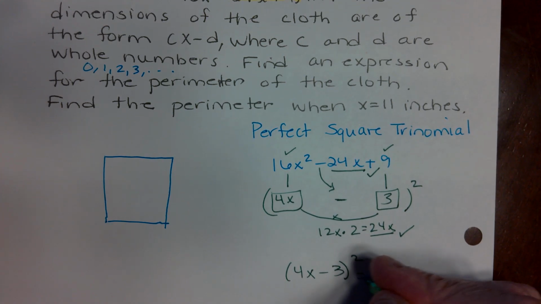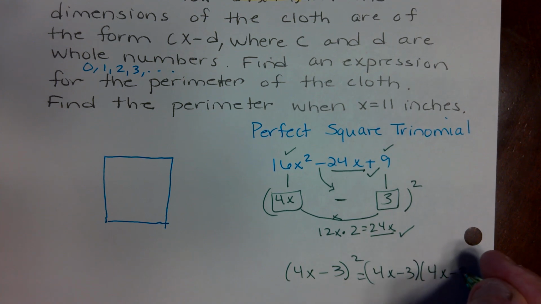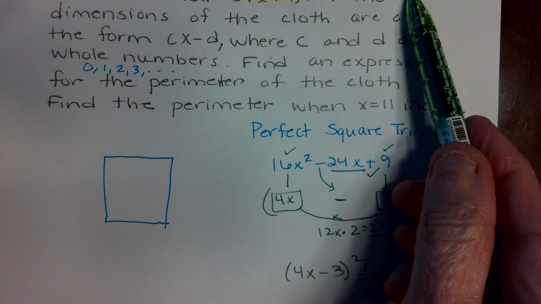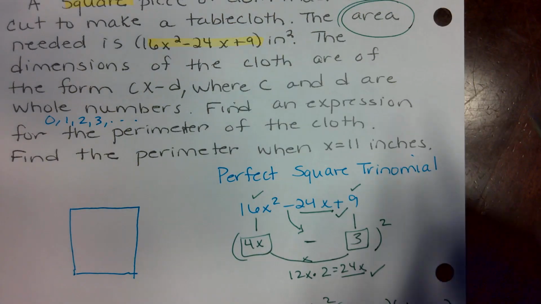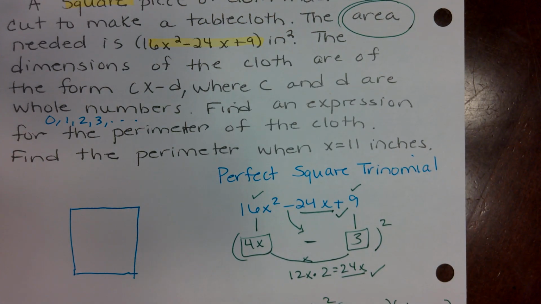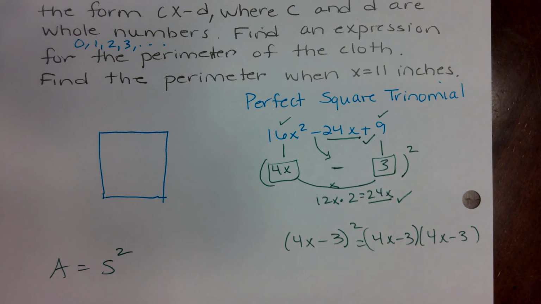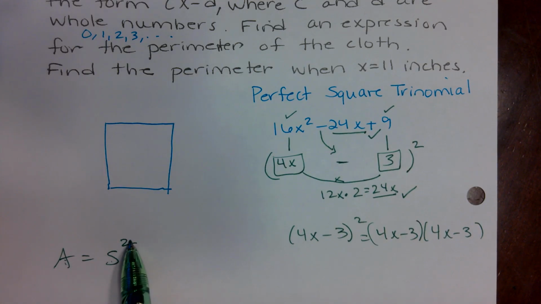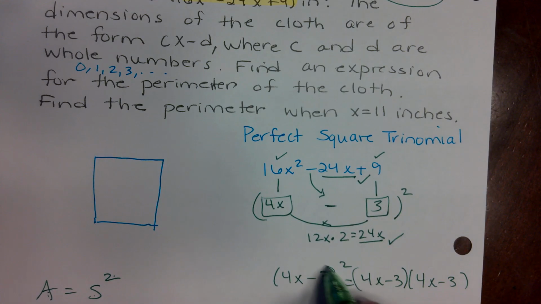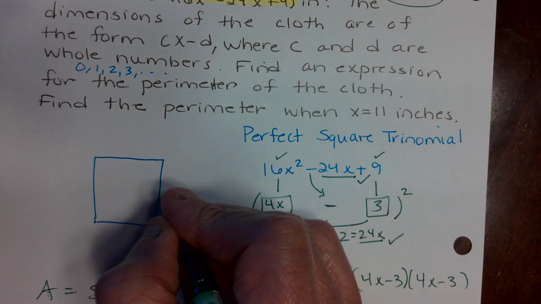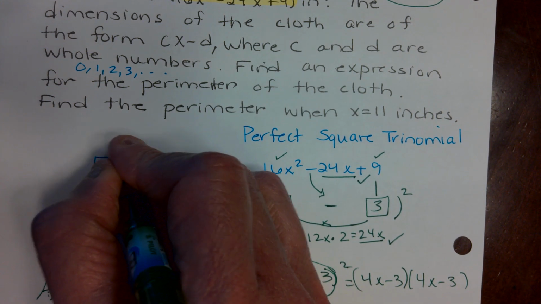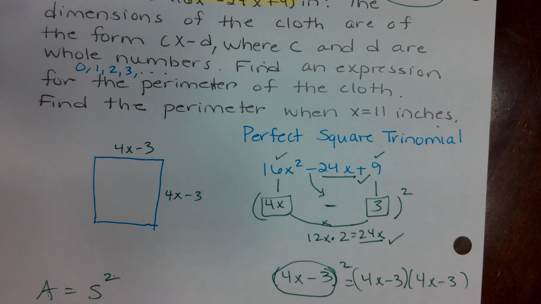Yes. Because it said this is the area. It looks too big up here. That is the area. Area of a square is side squared. Area of a square is side to the second. Well, you have side to the second. So each side here is 4x minus 3.